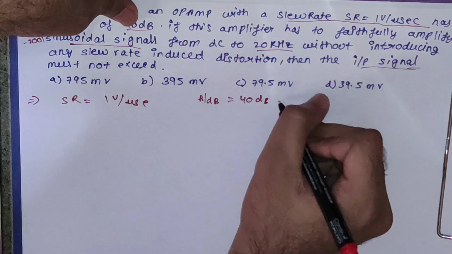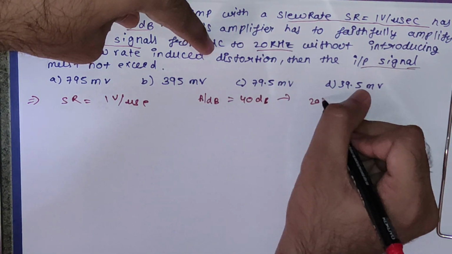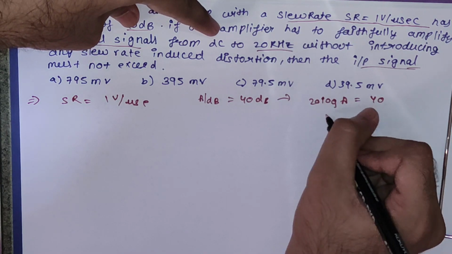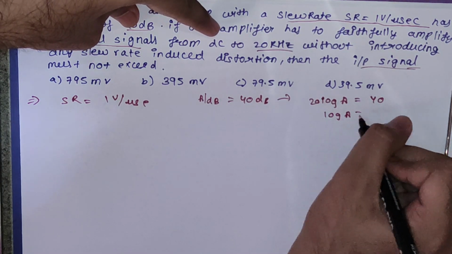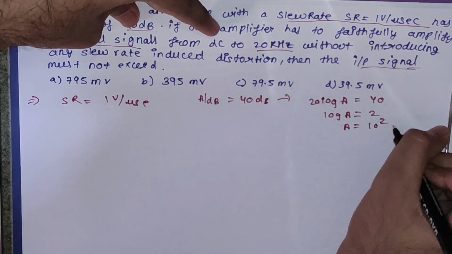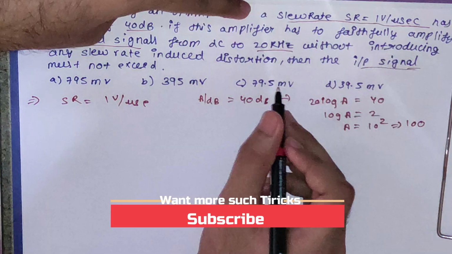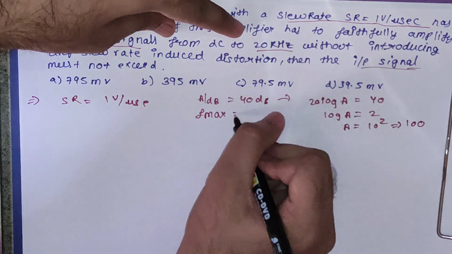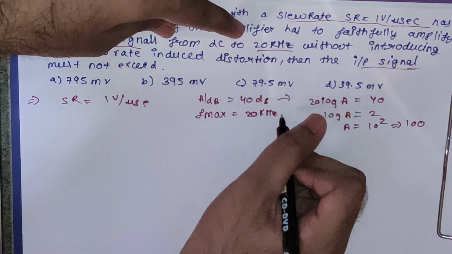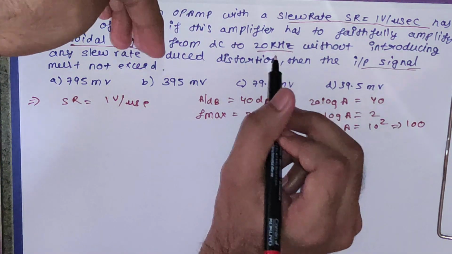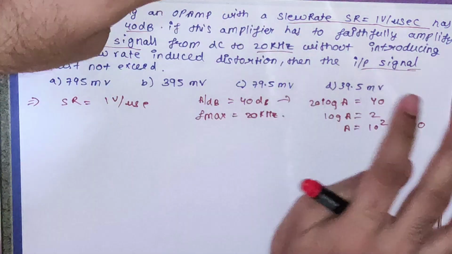We have a gain of 40 dB. If we convert it into a normal value, 20 log A equals 40 dB, so log A will be 40 by 20, basically 2. So A will be 10 raised to 2, basically 100. Also we know this f max is 20 kilohertz. So we have all these parameters, but in this question we have to find the Vm of the input signal, not of the output signal.